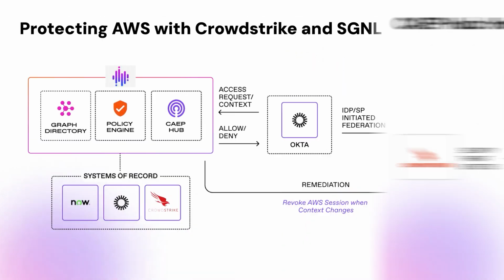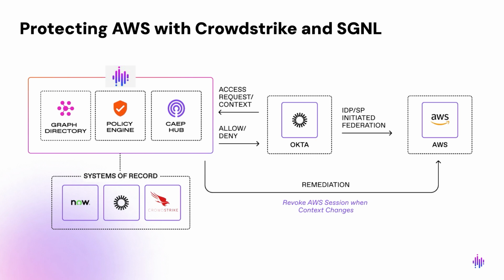Take a fictitious company called Wholesale Chips, for instance. Wholesale Chips uses Okta, an identity provider, to federate their employees' access to AWS, where they store sensitive data, virtual machines, and more. They also use CrowdStrike to detect threats in their ecosystem, such as malware or credential theft. Wholesale Chips is a prime example of an organization that can enhance their authorization through Signal.